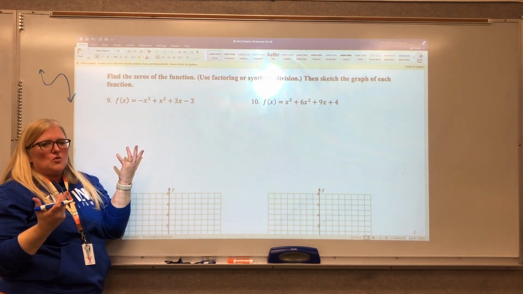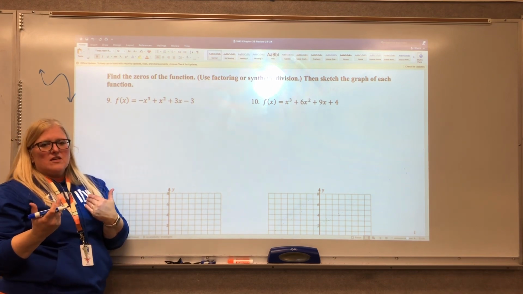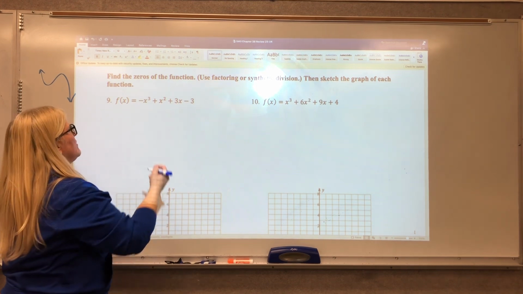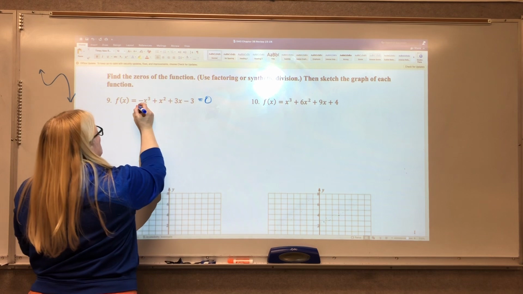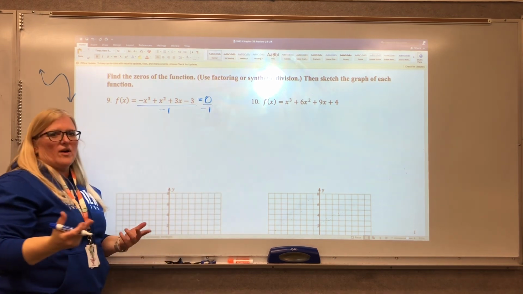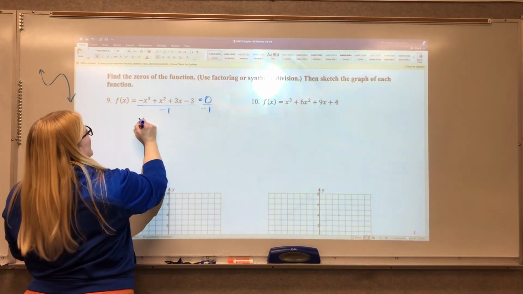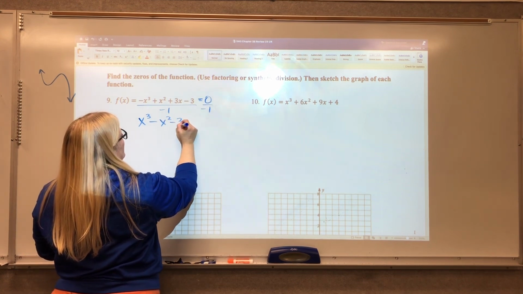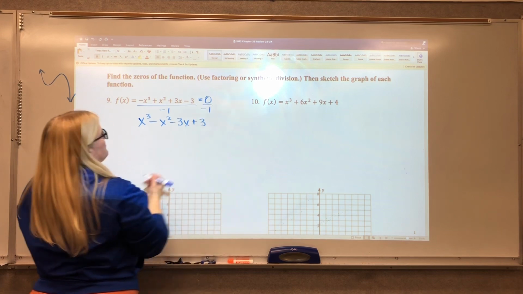But I don't like to factor it when there's a negative in the front. So I like to get the negative out of there. So we're going to find the 0, so it's got to equal 0. I'm actually going to divide everything by negative 1. And when I do that, it changes all the signs. So I've got x cubed minus x squared minus 3x plus 3.